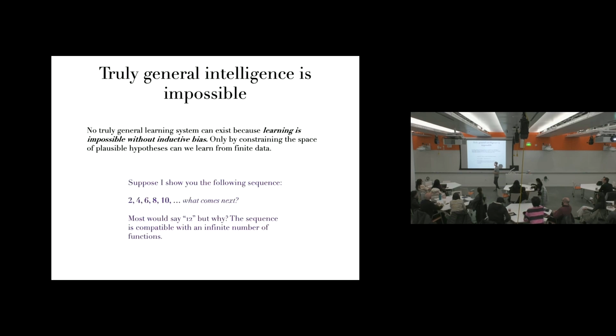So let me just give you an example of this, right? I show you 2, 4, 6, 8, 10. What comes next, right? Most of you would say 12, right? But why, right? It could be anything, right? It could be negative 100, right? And there's no way for you to say with certainty what comes next based on this finite sample.